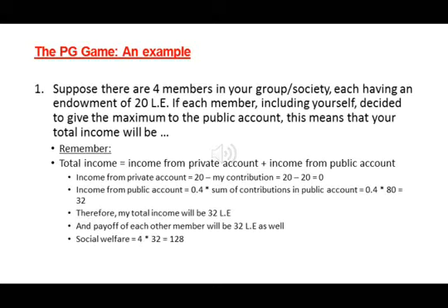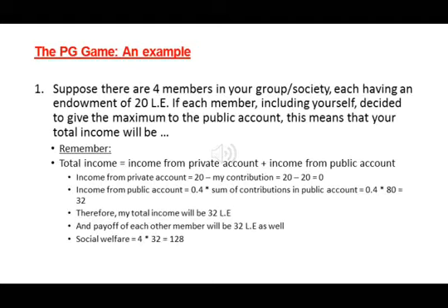So here, as we agreed, there are 4 members in the society and everyone is endowed with £20. And everyone is asked to choose how to distribute this £20 between a private account and a public account. Suppose that in this example, every member in the society decided to contribute the maximum to the public good, or to the public account. Okay, this means that the public account will have the sum of contributions, which will be 20 times 4, which is 80.